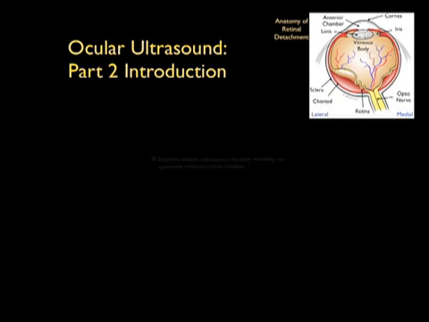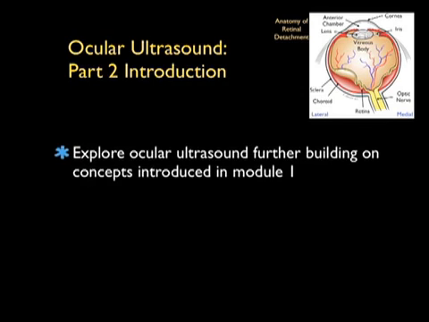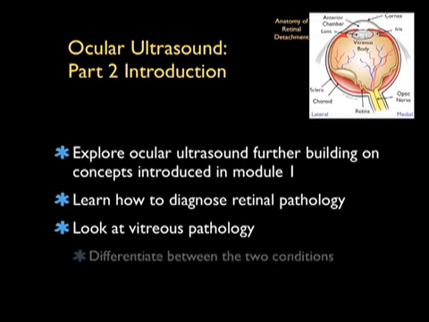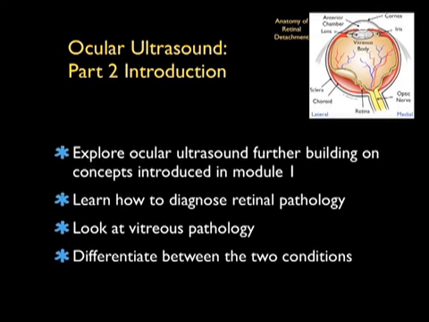Welcome back to Sound Bites, Ocular Ultrasound Part 2. In this module, we'll further explore ocular ultrasound, building on those concepts introduced in Ocular Ultrasound Module Part 1. We'll learn how to diagnose retinal pathology, specifically retinal detachment. We'll also look at vitreous pathology, a possible mimic of retinal pathology such as retinal detachment. And we'll learn how to differentiate between the two conditions using the kinetic or movement examination.